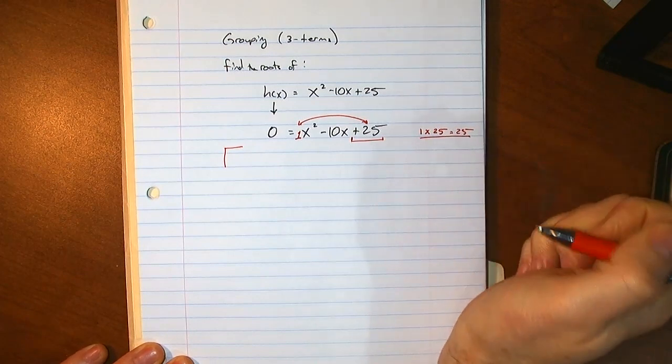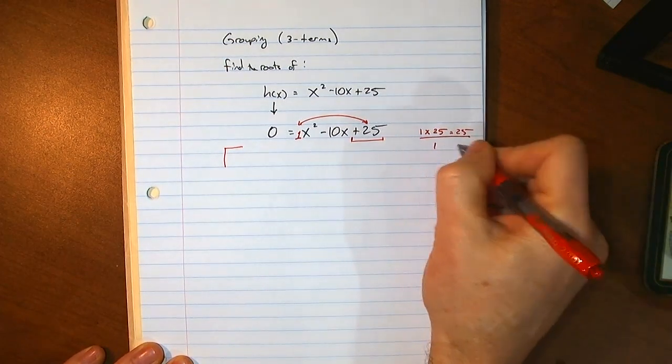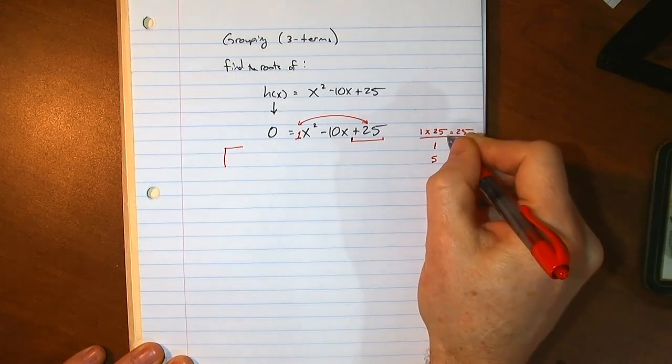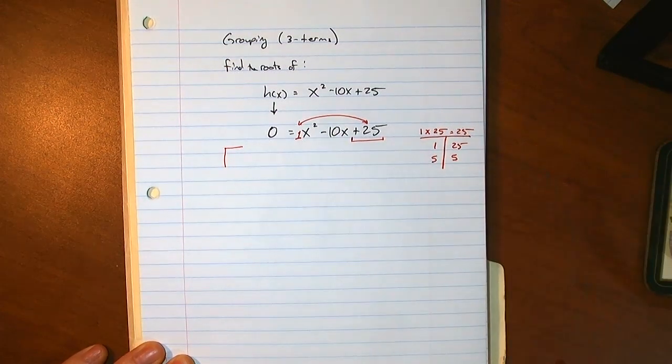And then we find all the factor pairs of 25. So 1 times 25, 5 times 5. And in this case, that's it. There's not a lot of factor pairs. That's all we have. Okay, so that was our first step.